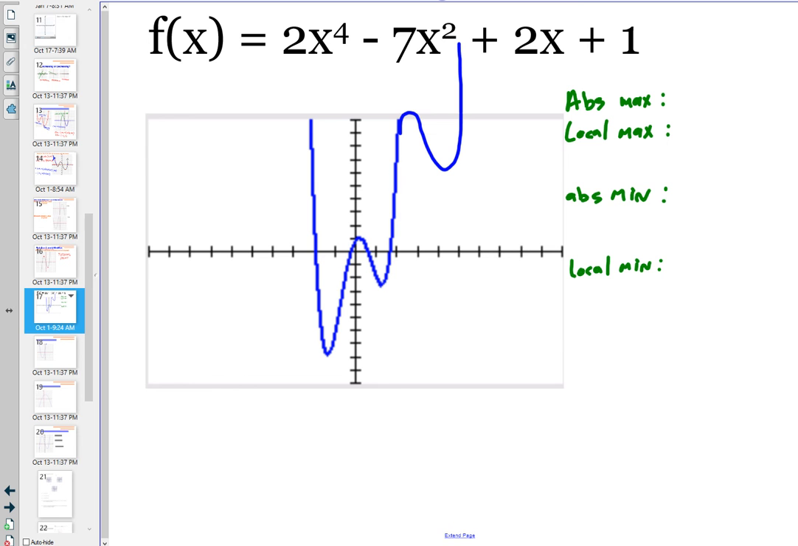This might have already been written. Does this graph have an absolute max? It does. Where? Does this graph have an absolute max? No. Does this graph have a local max? Yeah, it's got two of them.